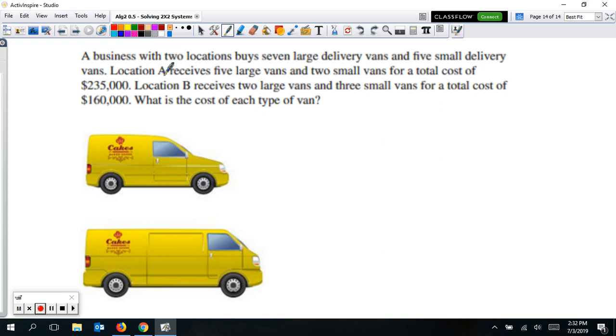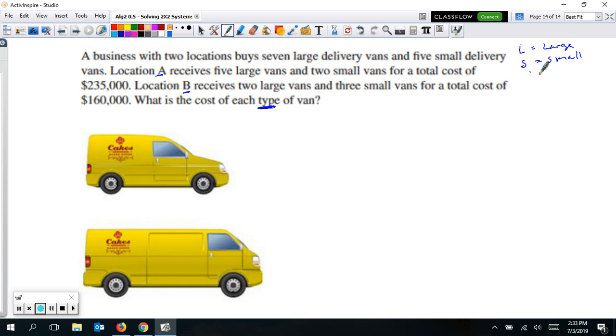Okay, so our variables are pretty clear here. We have A and B. We can just use location A, location B for the 2 variables. Actually, not 2 variables. We don't want to use those as the variables. I'm completely mistaken. Our 2 variables, because we want to know what's the cost of each type of van, are the 2 types of vans, in this case a large and a small. So we can use L for the large and S for the small types of vans. Those are going to be our variables.